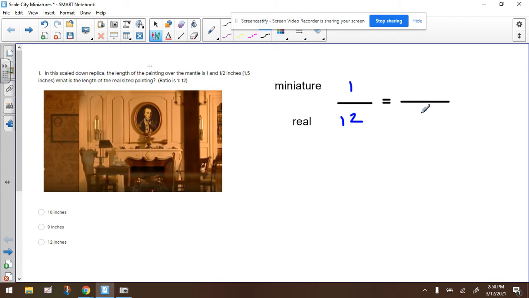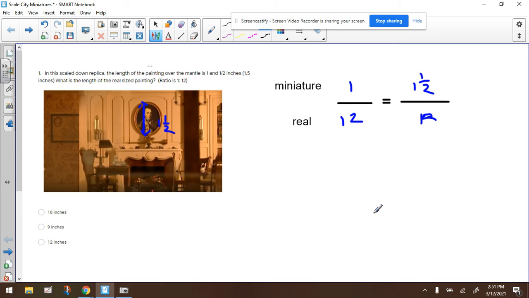So let's read it again and make sure we're understanding it right. In the scaled down replica, the length of the painting over the mantle is 1.5 inches. So that's this thing right here. In the replica, 1.5 inches. So we're going to put 1.5 inches for the miniature, or the replica. And we're trying to find out what's the real painting, right? What's the length of the real size painting? So I just put a variable r for real.